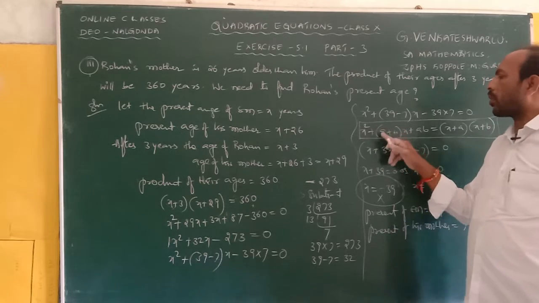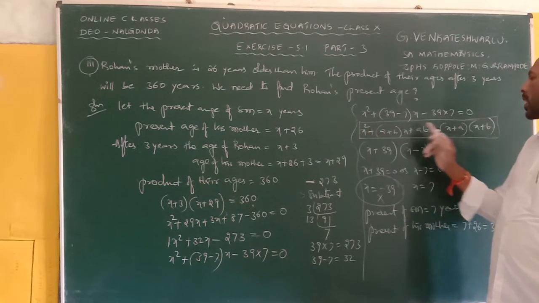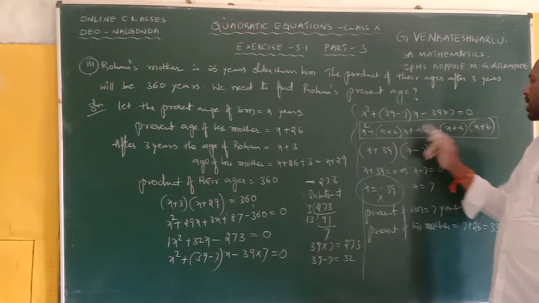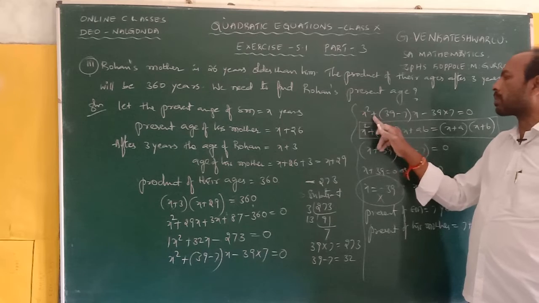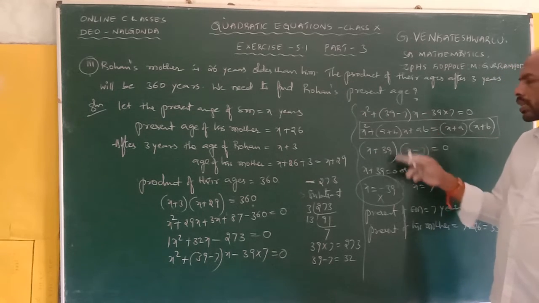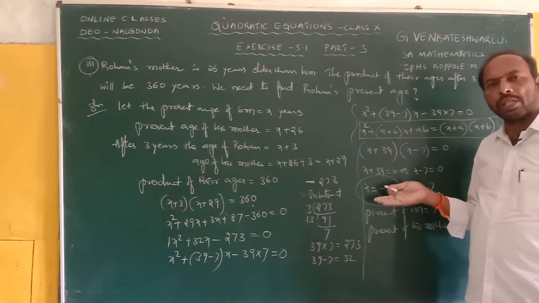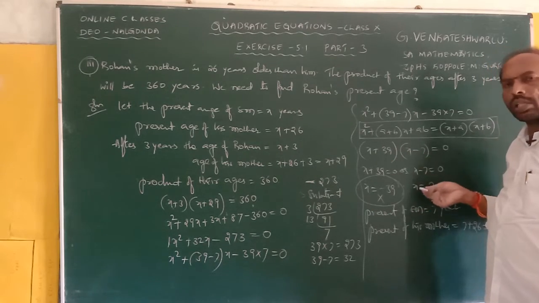X square plus of a plus b into x plus ab model lo unte em rayachana, x plus a is the first factor and x plus b is the second factor. Here also x plus 39 is the first factor and x minus 7 is the second factor. So x is equal to minus 39, which is not possible according to the age, that's why here age is taken as x equals x.